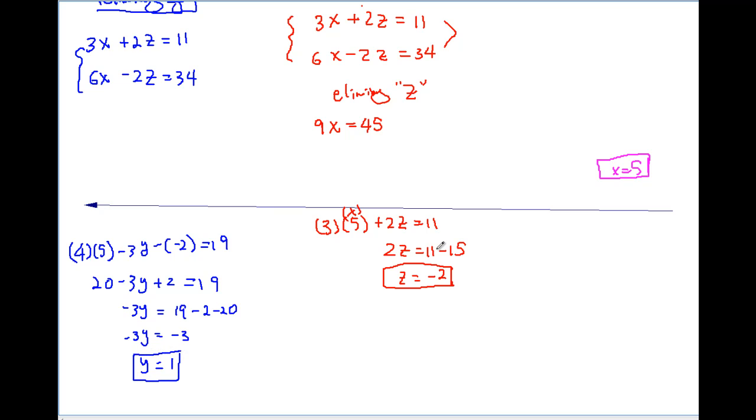Okay, there you have it. I have variable 1 here, variable 2 here, variable 3 here. If your teacher asks you to put it in x, y, z formation, then you have x equal to 5, y equal to 1, and z equal to minus 2.